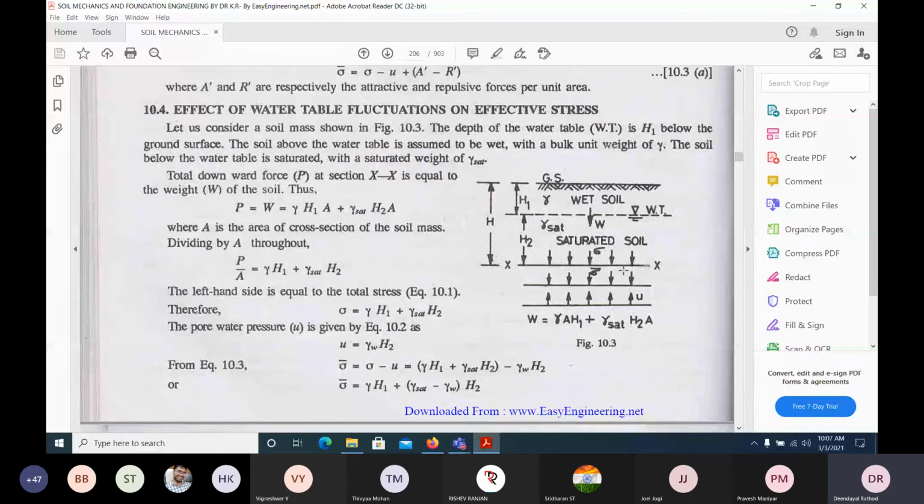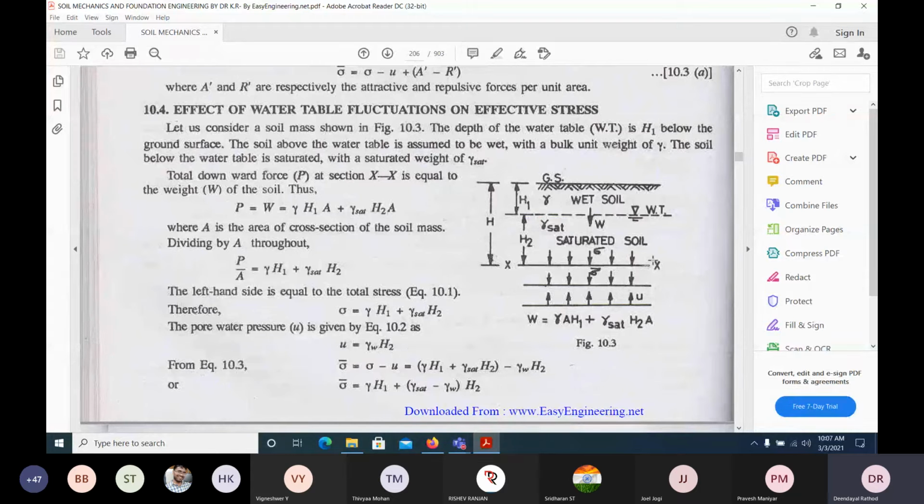Forget about the back. Here you focus on the figure. We know where the water table is. We know the depth of the water table. We know that saturated soil is there above that. And we know that H2.